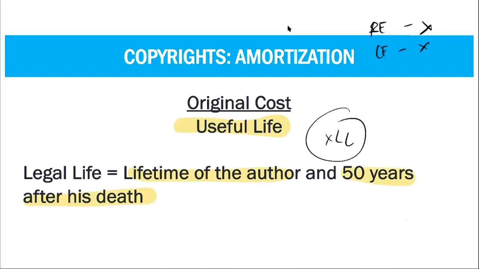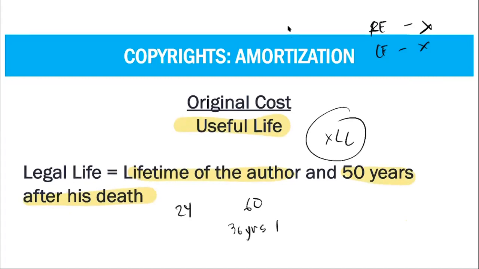So for example, I am currently 24, and let's say I will live until, I'm happy if I will live until 60. So my lifetime is 36 years plus 50. So 86. Here, you cannot really estimate my lifetime. So we cannot estimate our lifetime. Therefore, the legal life normally is hard to estimate. It's easier to estimate the useful life.